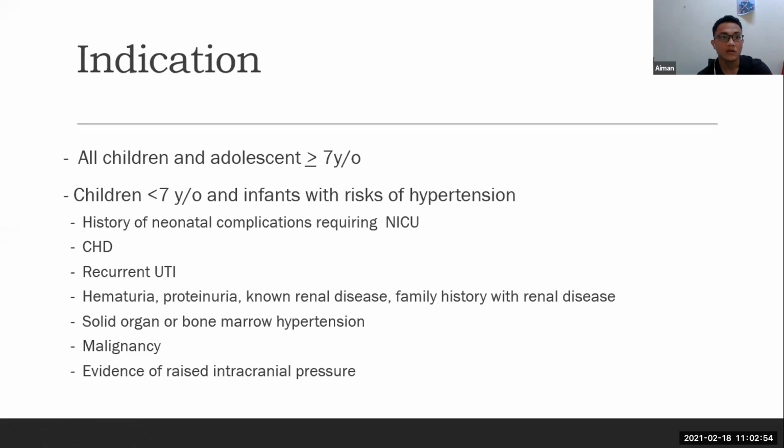And then we do blood pressure measurement in children less than 7 years old and infants with high risk of hypertension, such as a history of neonatal complication that required neonatal ICU, and then chronic heart disease, recurrent urinary tract infection, hematuria, proteinuria, non-renal disease, family history of renal disease, solid organ or bone marrow transplant, malignancy, evidence of raised intracranial pressure, and also if the patient needs to take medication that can raise the blood pressure.